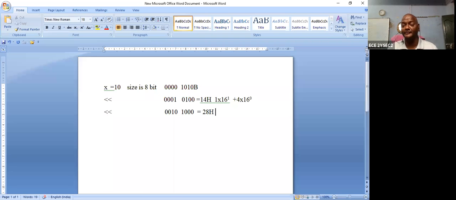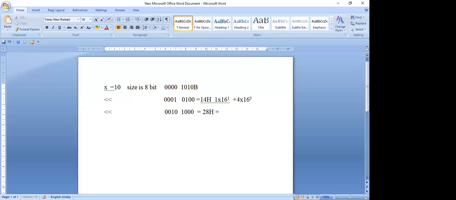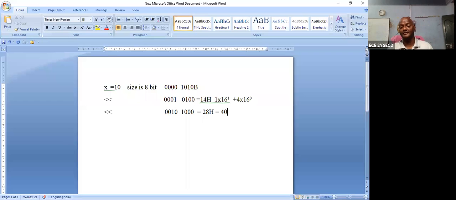So then 2 into 16. 2 into 16 is equal to 32. 32 plus 8, it's 40. Yeah, you are right. Exactly right. So now you have the clear idea.